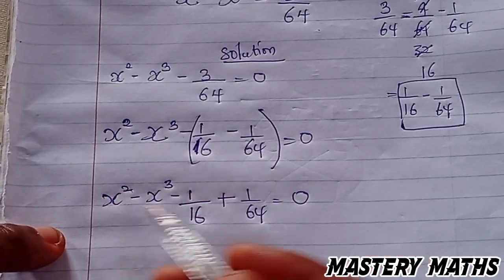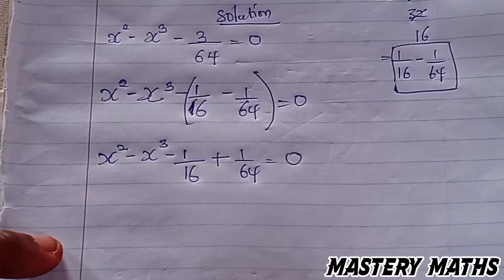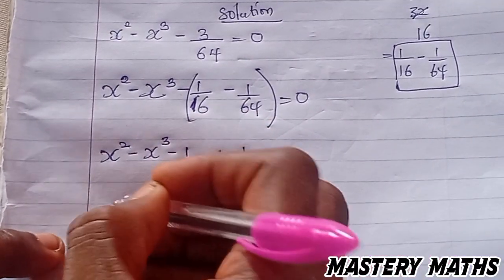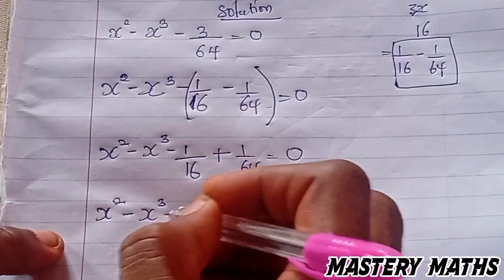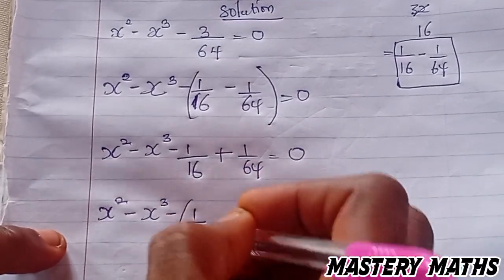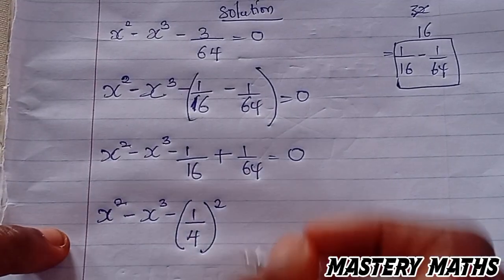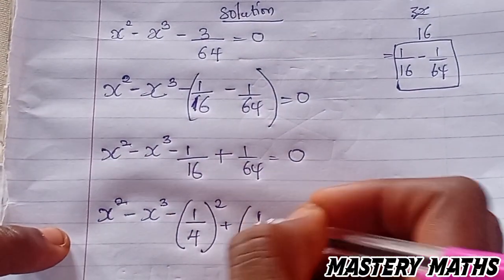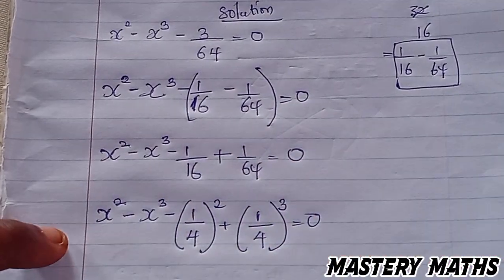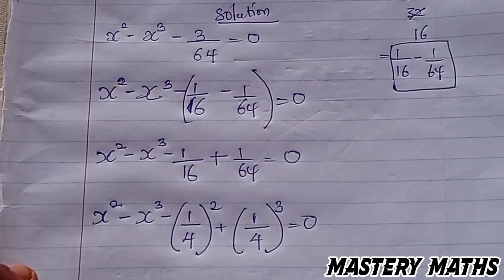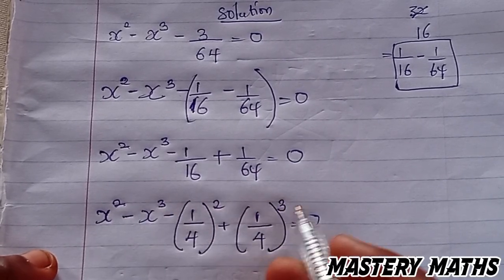Remember, this is x raised to the power 2, x raised to the power 3. We need to do the same thing to this. In order to do the same thing here, we'll bring down this x raised to the power 2 minus x raised to the power 3. Then you have your minus 1 over 4 all raised to the power of 2, then plus 1 over 4 all raised to the power of 3 equal to 0. You see it now? Now if you watch that, x has raised to the power of 2, raised to the power of 3, raised to the power of 3.